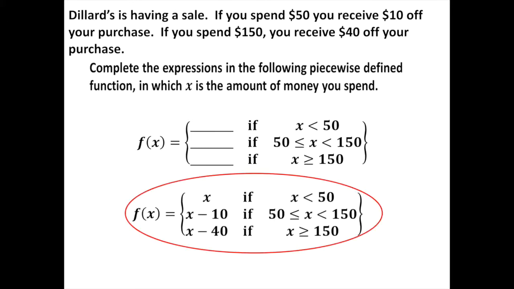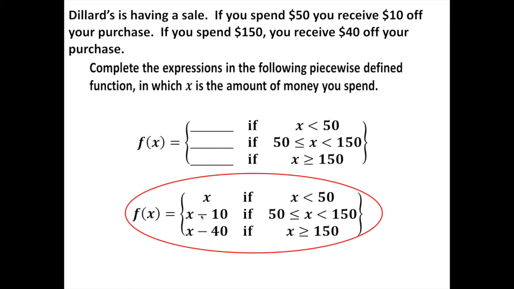All right, let's talk about this one just for a second. For x, you would not get any discount because you have to spend $50 to get the discount. So if you're less than 50, you don't get any discount. It's just whatever it is. If the price of your merchandise was $45, it costs you $45. There is no discount. But notice here, if you spend $50 or greater, it can be 50 or greater, then you get the $10 off. You get the $10 off all the way up until you spend 150.